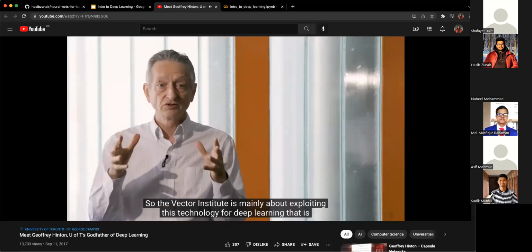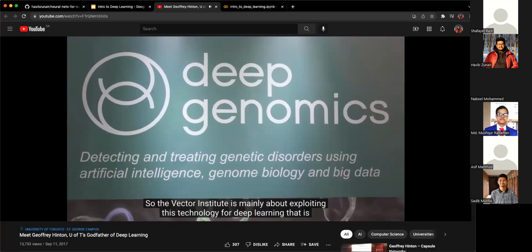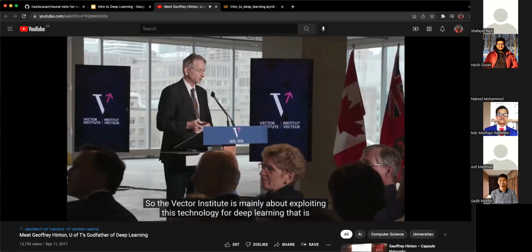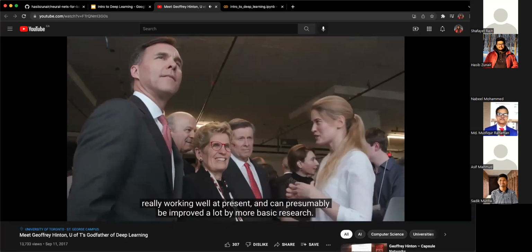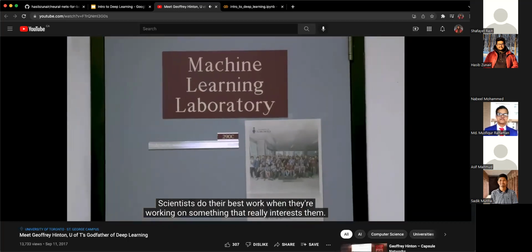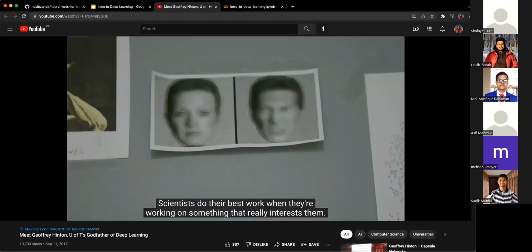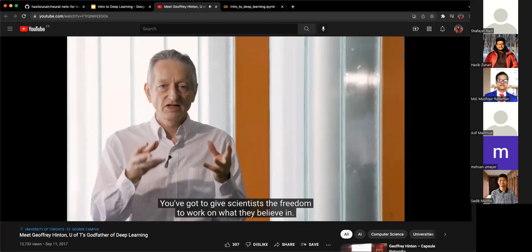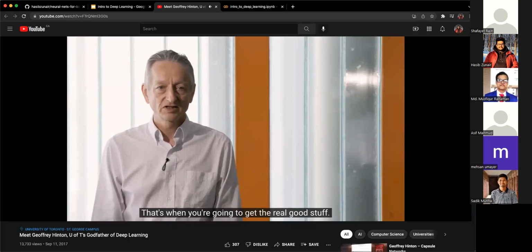So the Vector Institute is mainly about exploiting this technology for deep learning that is really working well at present, can presumably be improved a lot by more basic research. Scientists do their best work when they're working on something that really interests them. You've got to give scientists the freedom to work on what they believe in. That's when you're going to get the real good stuff.